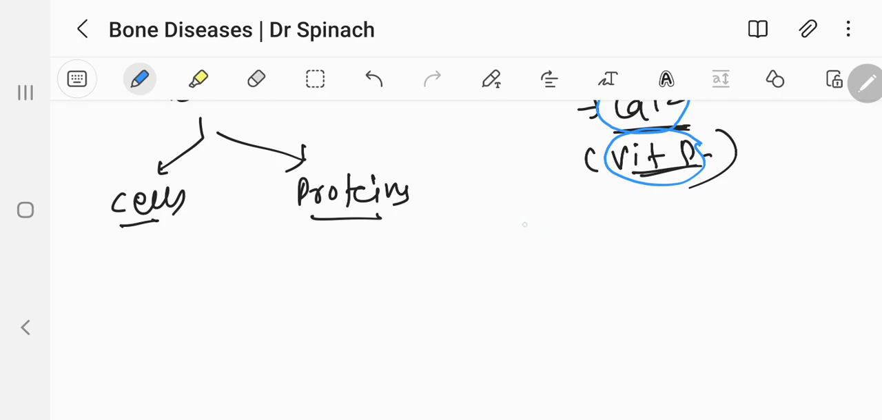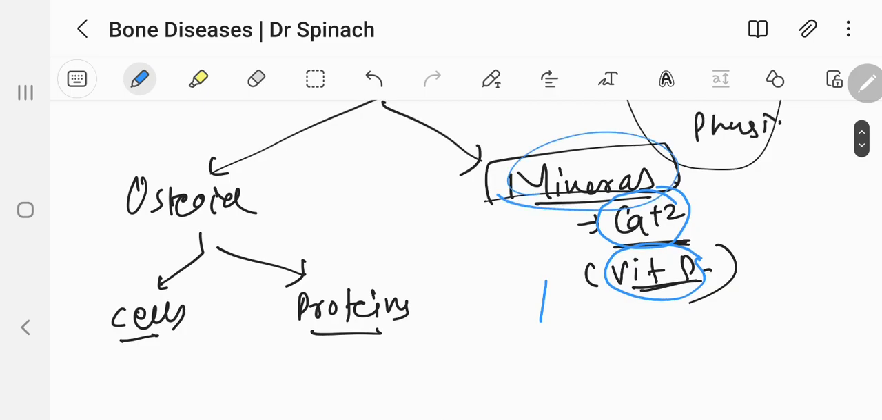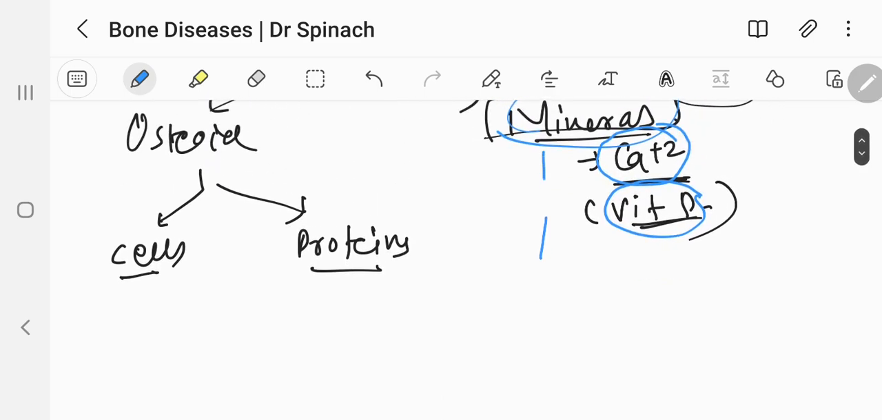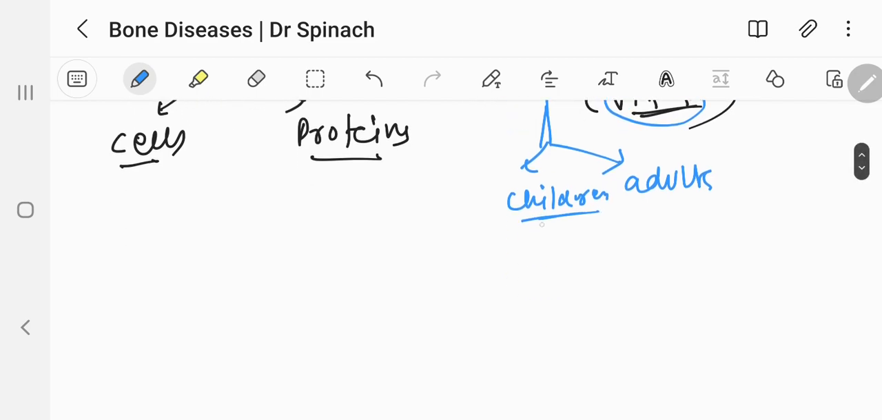Now, when there is a defect in mineralization of the bone, there are diseases that happen in children and in adults. The disease that happens in children due to defective mineralization is known as rickets, and the same thing when it happens in adults is known as osteomalacia.